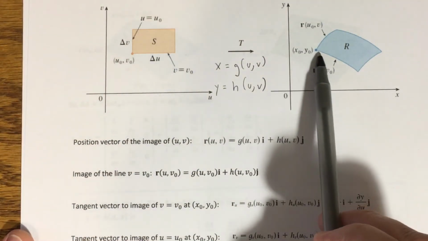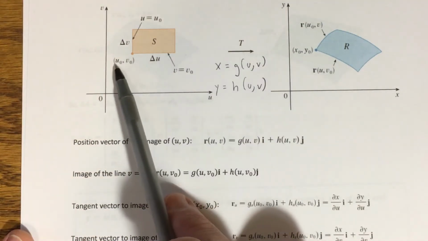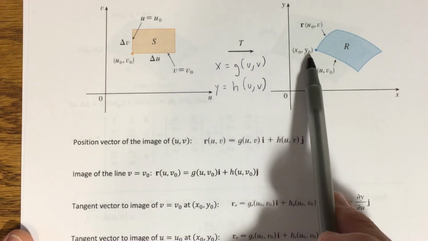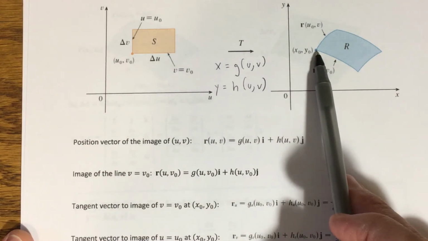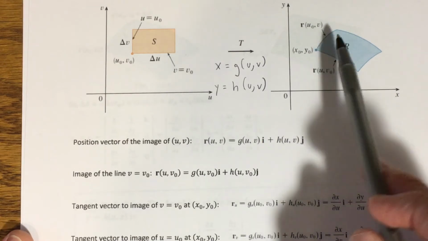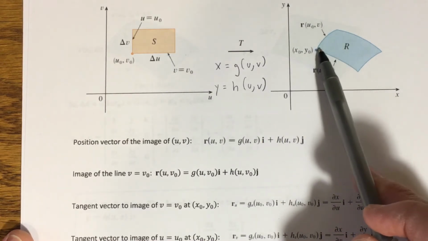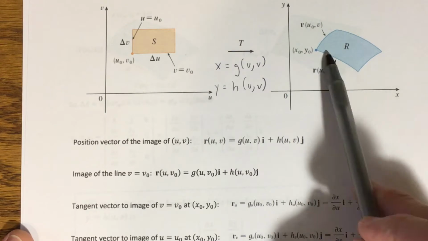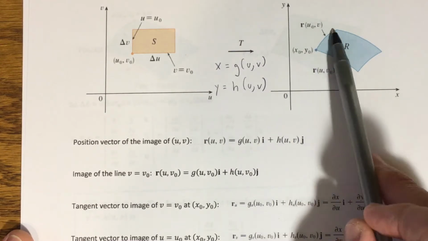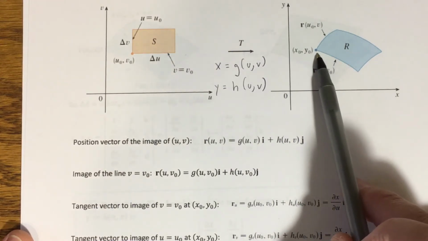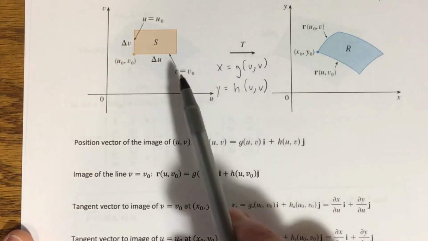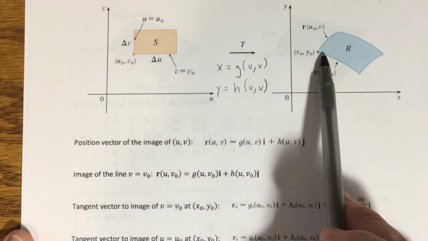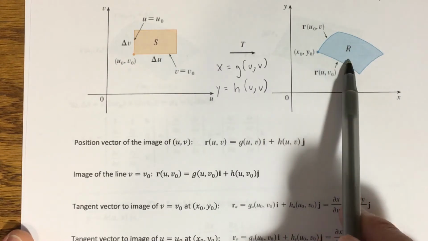Now, it is a curve, and the image of the point u naught v naught, I'm calling that x naught y naught. I can find tangent vectors at this point to either of the two curves that contain that point, and also make up the boundary of R. So either this curve or this curve. If I were to find the tangent vector of this curve right here, the image of the line v equals v naught, it would point roughly this direction.